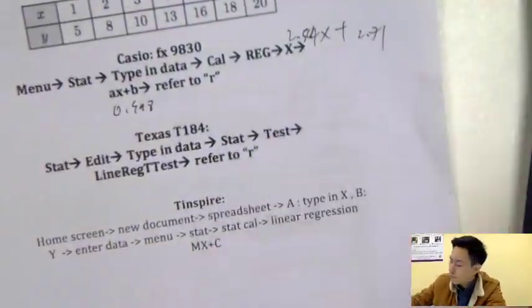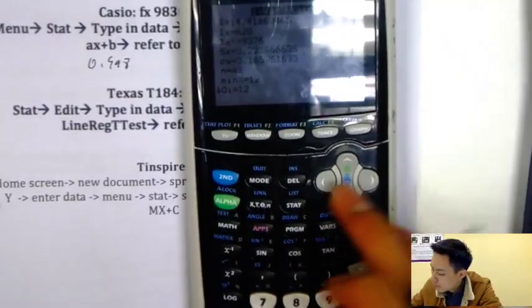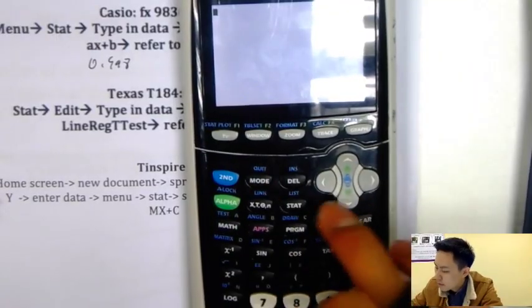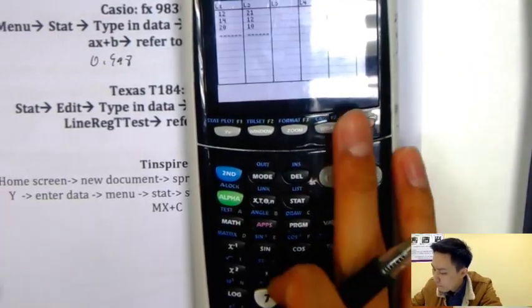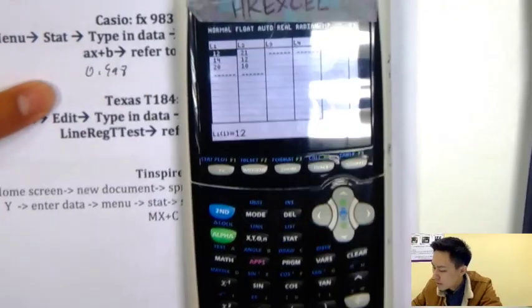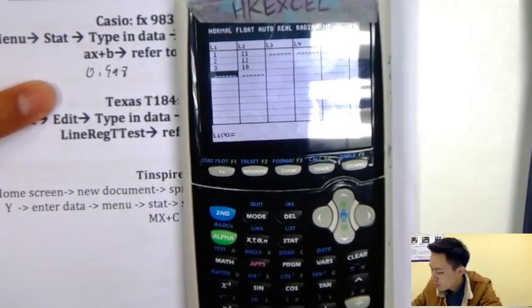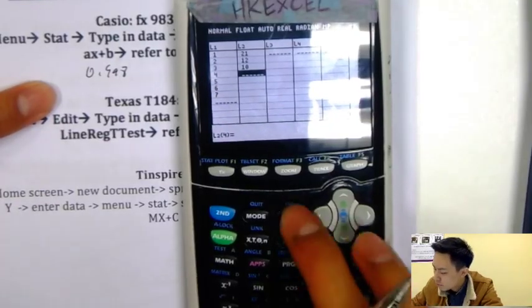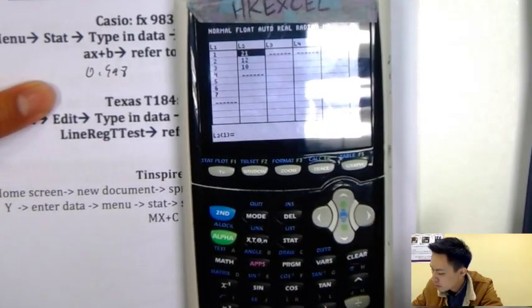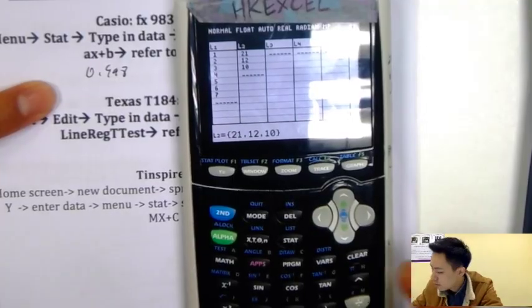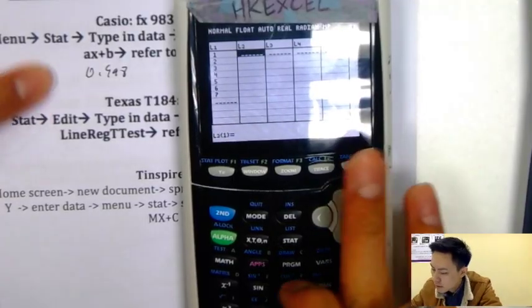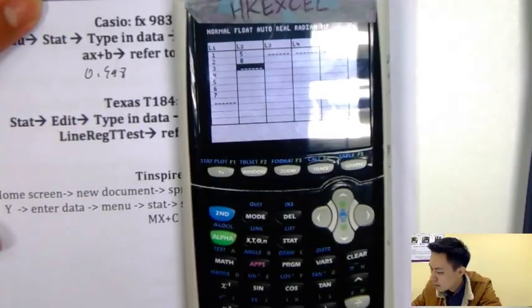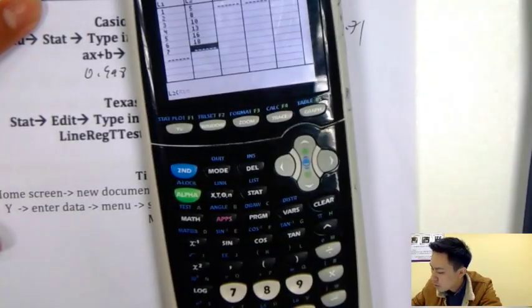That's it. And for the Texas model, you have to go to stat, and then you go to edit, and then you type in the data. It's 1, 2, 3, 4, 5, 6, and 7. And for list 2, you clear all this, and then you type in 5, 8, 10, 13, 16, 18, and 20.